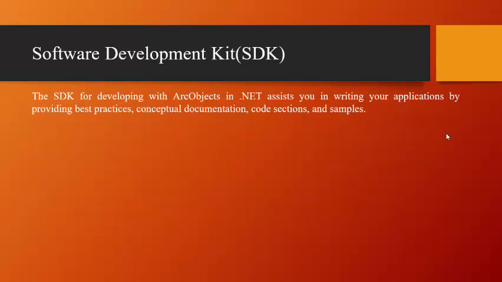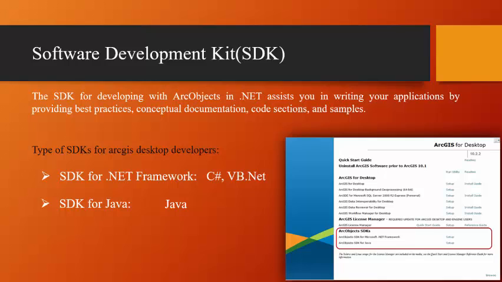For using ArcObjects, we need a software development kit. Like ArcObjects, the SDK can be installed with ArcGIS Desktop, Engine, and Server. With the SDK, we have access to invaluable resources of sample code and documentation. There are 2 types of SDK for ArcGIS Desktop developers: SDK for the .NET Framework and SDK for Java. In this course, we focus on using the SDK for the .NET Framework, and our IDE is Visual Studio.